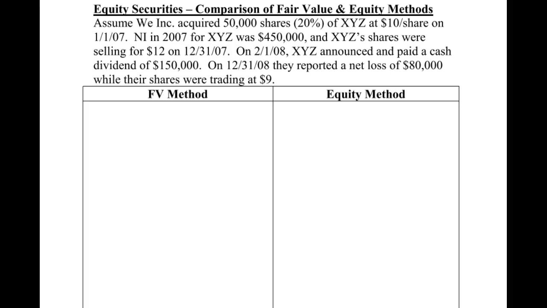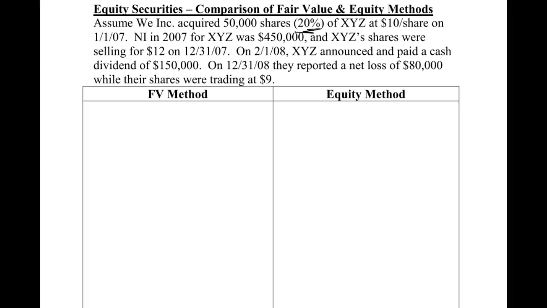We acquire a company, 50,000 shares, which is 20%. So 20% is kind of the cutoff between the fair value and the equity method. We talked about some of that over the past couple of videos. On the equity method side, we'll assume they have significant influence, therefore they use the equity method. On the fair value method side, we'll assume they don't. So they buy 50,000 shares at $10 per share.